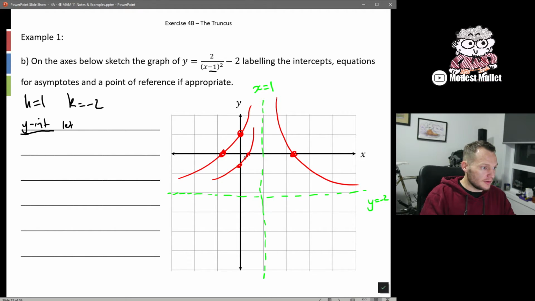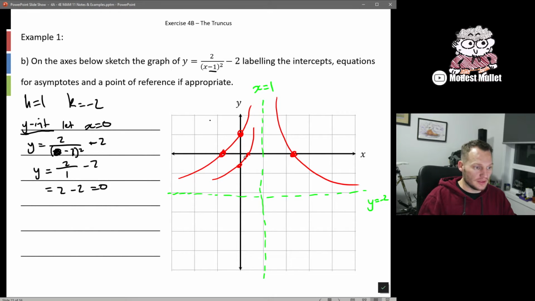So I'm going to let x equal 0. So I get y is equal to 2 on (x minus 1) all squared, minus 2, which is 2 on (0 minus 1) all squared minus 2. So I get y is equal to 2 on 1, because negative 1 all squared is 1, minus 2. So I get 2 take away 2, which is equal to 0. It turns out my y-intercept is there at (0, 0).